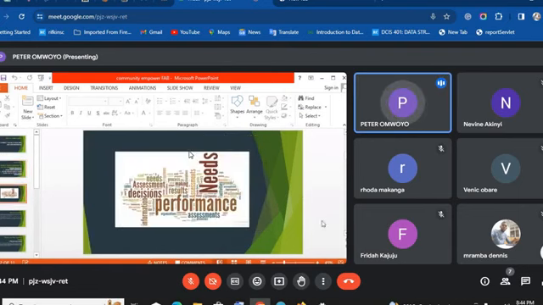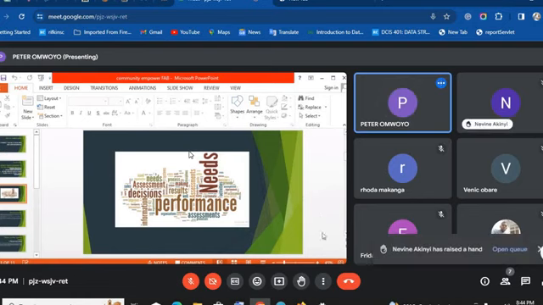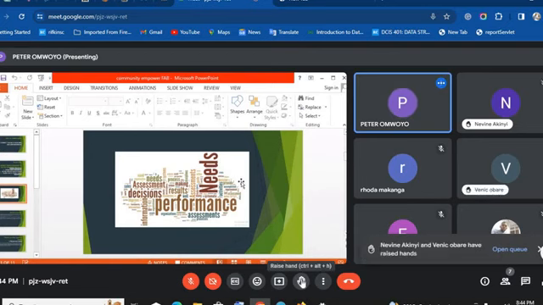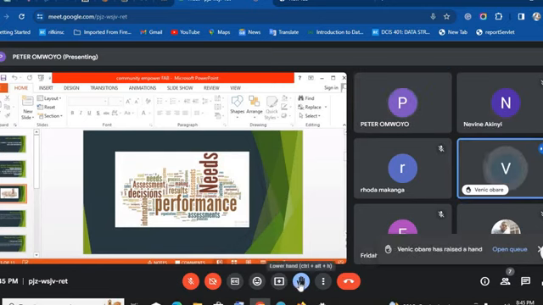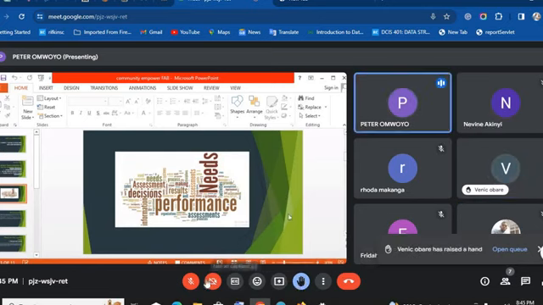So we're going to start by looking at a picture here. I would like you to tell me what you see, any word you see in that picture. What do you see? Yes, Nevin? Performance. Yeah, performance. Another? Assessment. Dennis? Decisions.